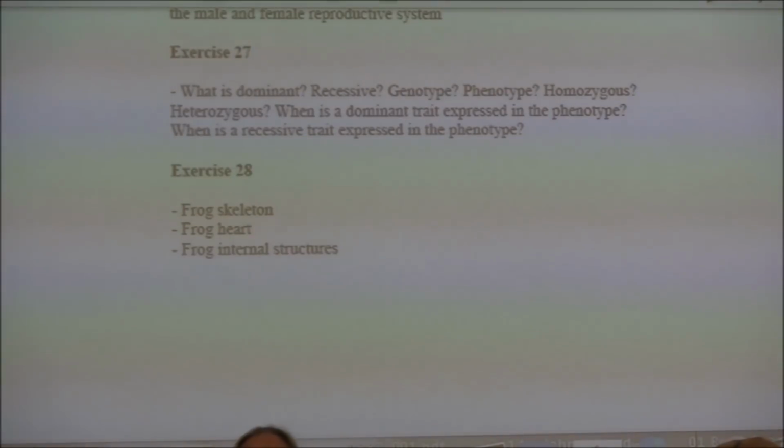Okay, exercise 27 is all about genetics. So these are just definitions, guys. What does dominant mean? What does recessive mean? What does genotype mean? What is phenotype? What is homozygous? What is heterozygous? Now, the last part. When is the dominant trait expressed in the phenotype? When is the recessive trait expressed in the phenotype? Think of the question you guys have on this week's quiz. Extremely similar to something you're going to see on the final.